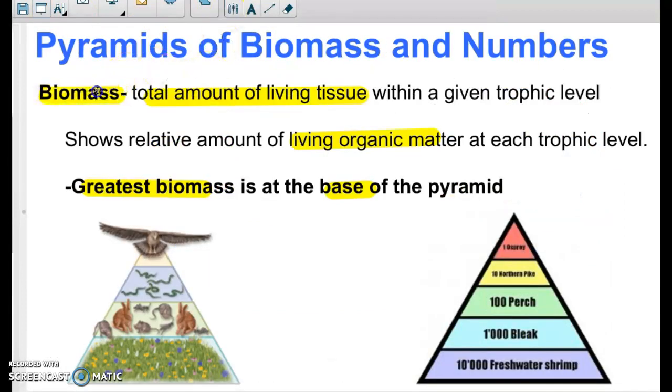The pyramid of biomass is looking at the total living tissue in each level. How many grams of tissue are in the primary producers, and then how much tissue is in the next trophic level, the primary consumers? The greatest biomass is at the base of the pyramid. It's always in the primary producers. There has to be more primary producers at the bottom in order to sustain the rest of the chain going up. Now, the pyramid of numbers is literally counting the number of individual organisms in each trophic level, in each food chain going up.